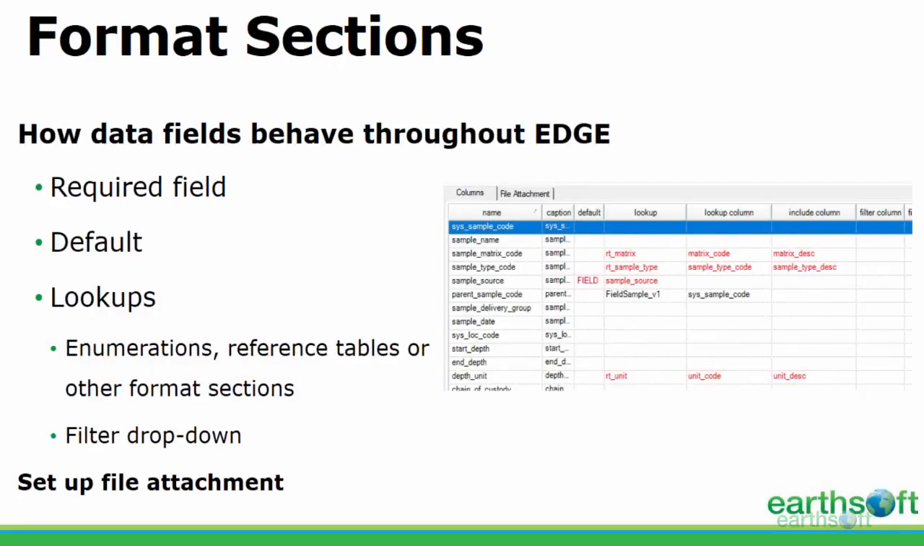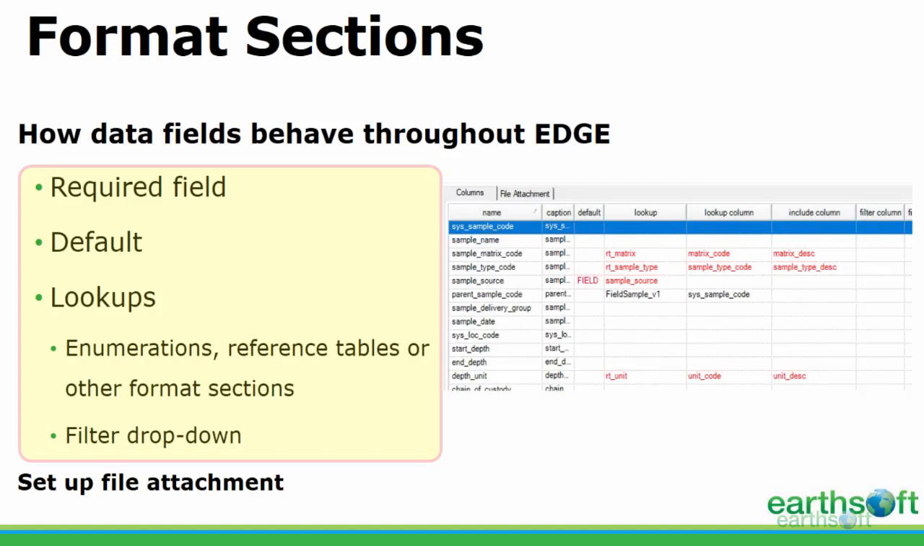We'll also use the configuration tool to do a variety of things on format sections. Format sections is basically looking at the organization of which data fields are available in Edge for data entry. Configuring format sections means we can do a number of things. We can essentially change how they behave when they're in Edge, such as making certain fields required, setting some sort of a default on those fields, as well as configuring the lookups that a certain field might have.